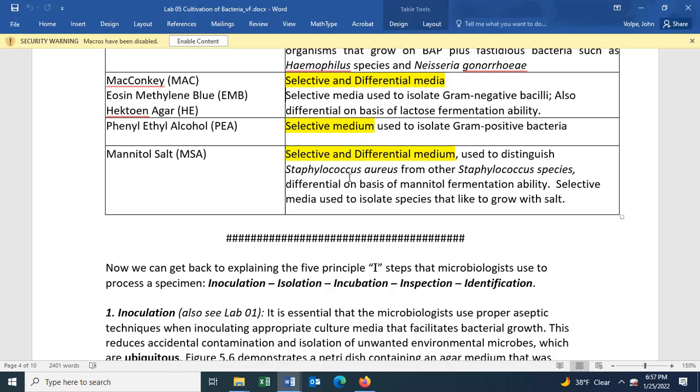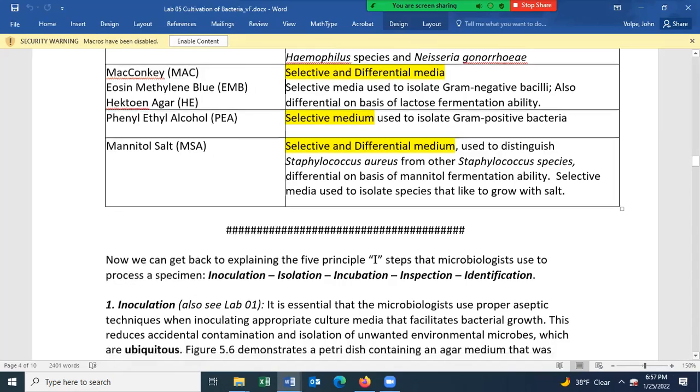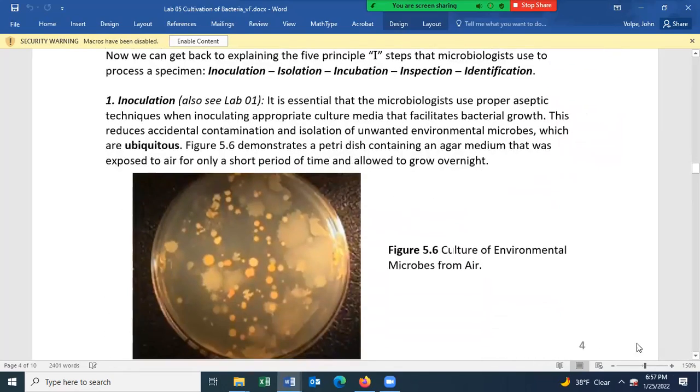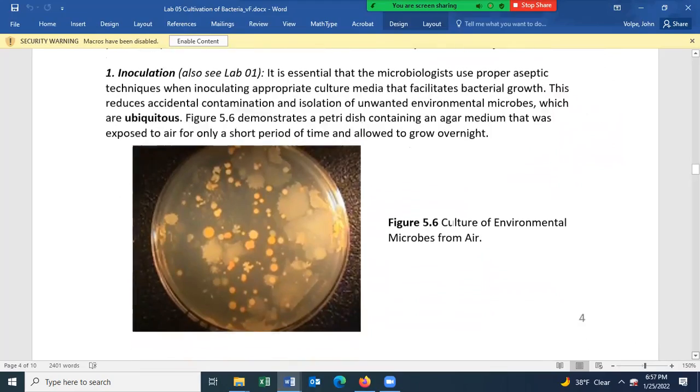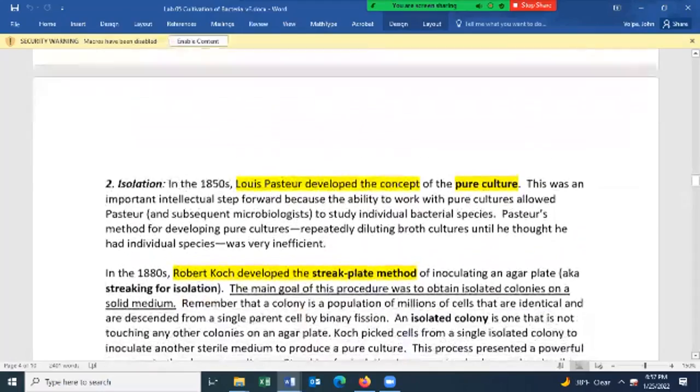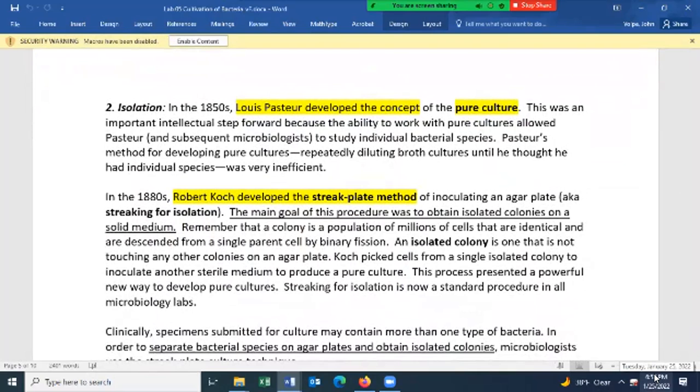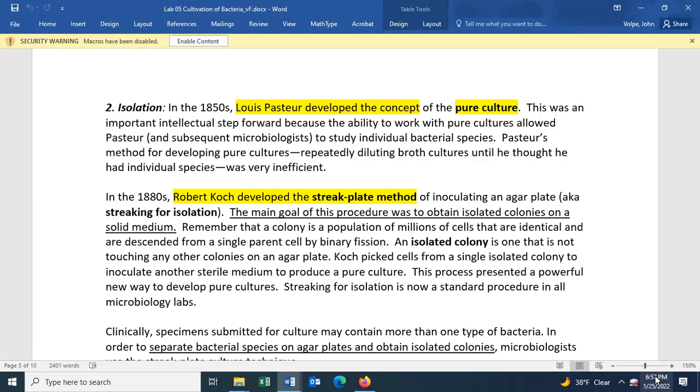All right, so read through the inoculation, isolation, incubation, inspection, and identification. Inoculation is you just inoculate the bacteria from a clinical specimen on a plate. Isolation. Louis Pasteur developed the concept of pure cultures where he isolated different species from others. However, his procedure was very difficult.